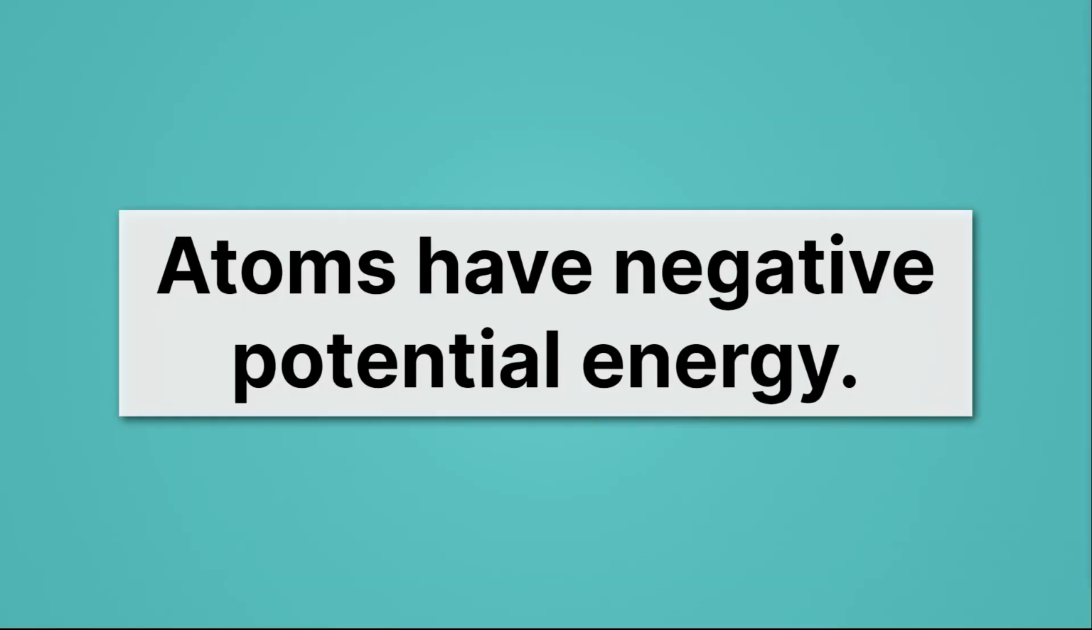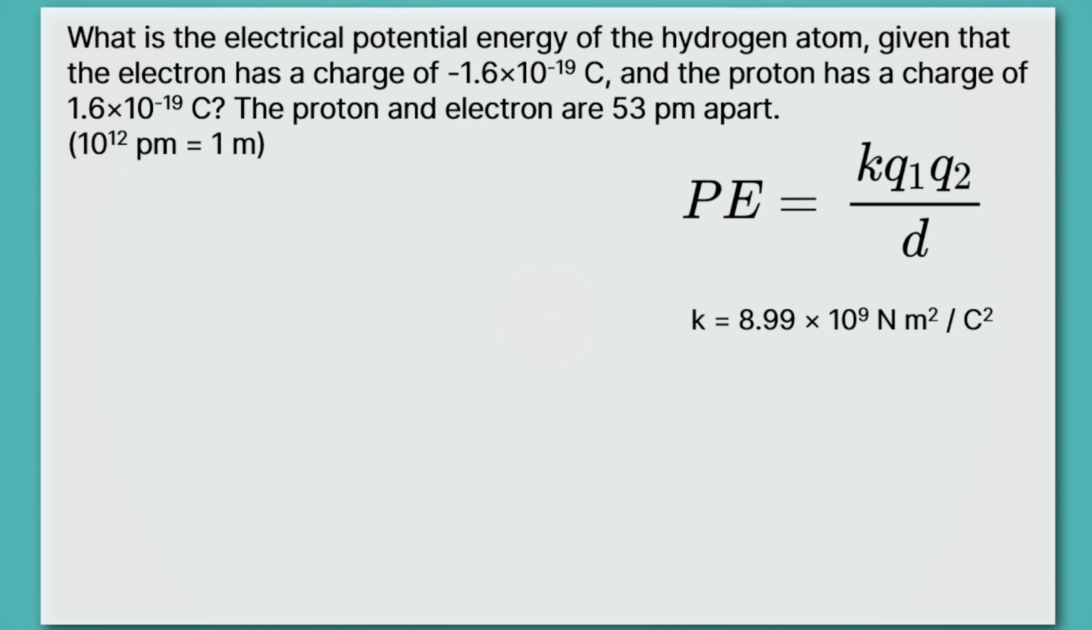Let's actually calculate this potential energy. Let's put all of this to the test. This problem says, what is the electrical potential energy of the hydrogen atom given that the electron has a charge of minus 1.6 times 10 to the minus 19 coulombs, and the proton has a charge of 1.6 times 10 to the minus 19 coulombs? The proton and the electron are 53 pm apart. That pm stands for picometers, which is a really small distance.